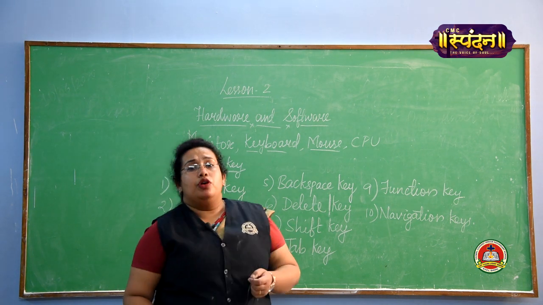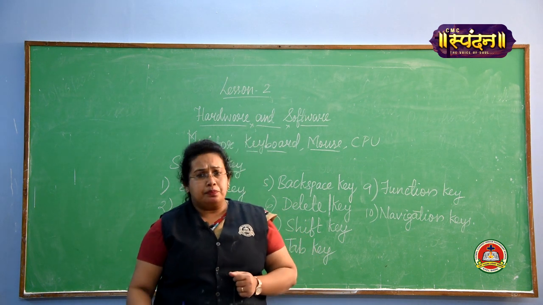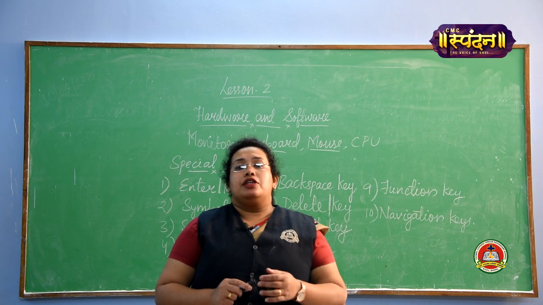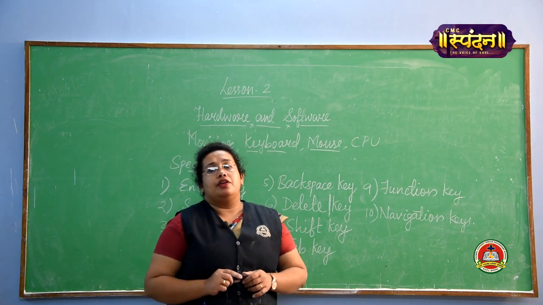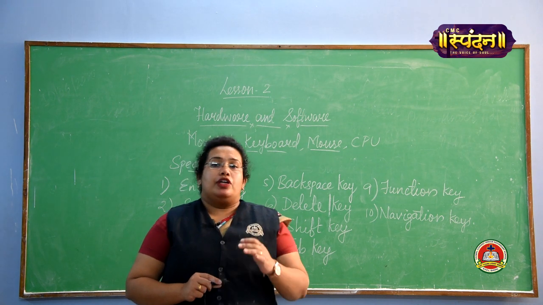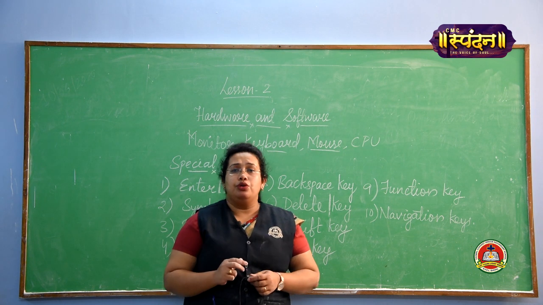If you want to move the cursor to the right side, you have to press the right arrow key. If you want to move to the left side, you press the left arrow key, and if you want to move up and down, you have to press the up key and the down key. Whichever key you press, your cursor is going to move accordingly.